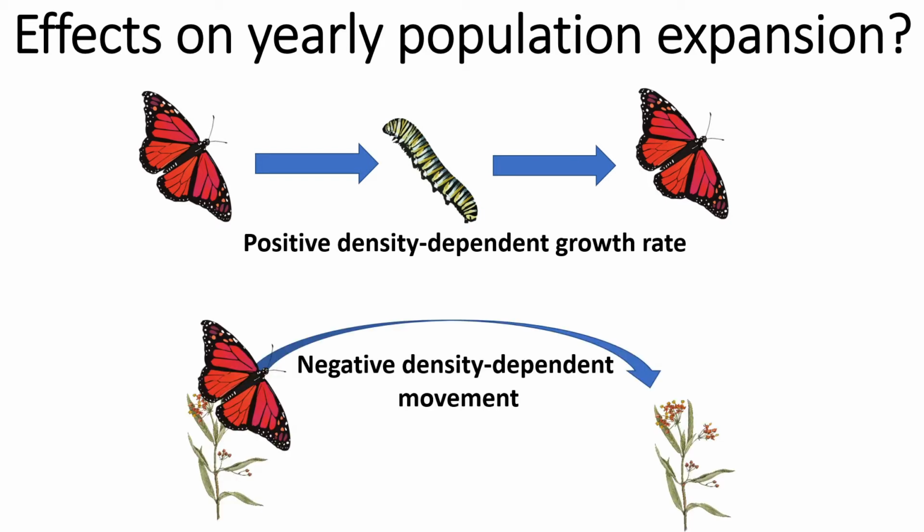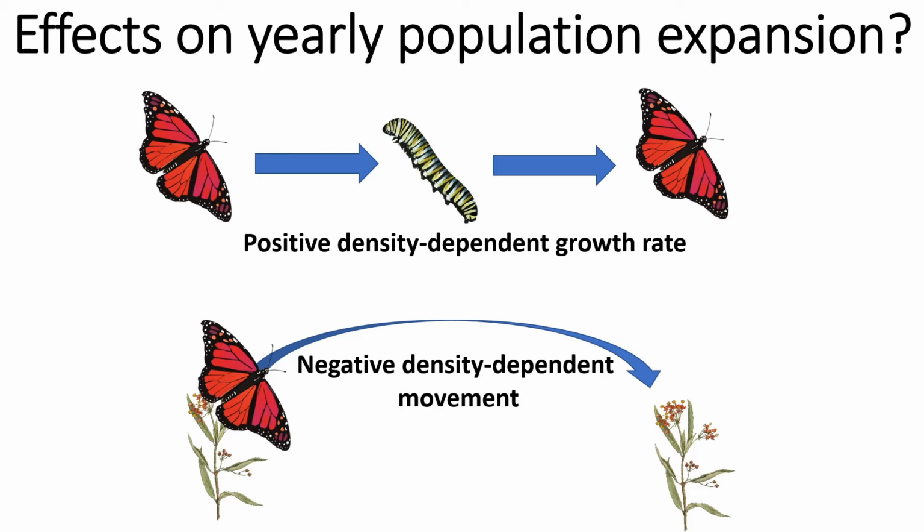Additionally, there are many species with density-dependent movement behavior, such that they move more slowly and travel shorter distances when there are fewer individuals around. Either of these mechanisms could decrease the yearly population range expansion, which has both biological implications and also social ones.